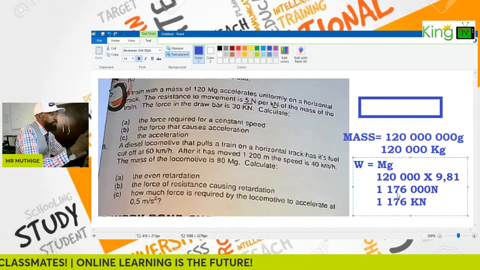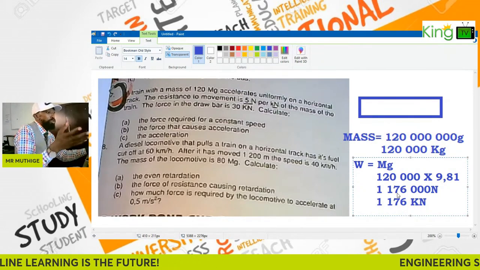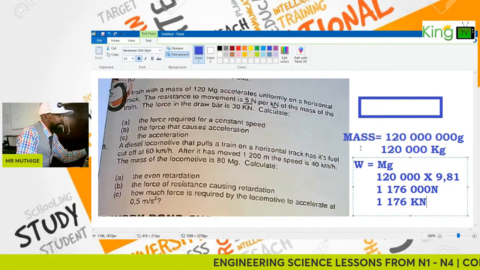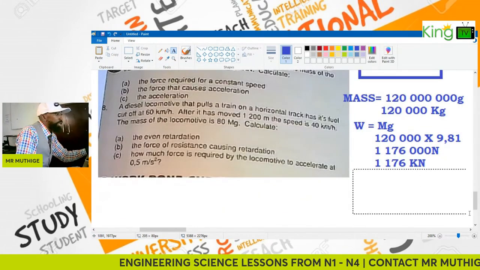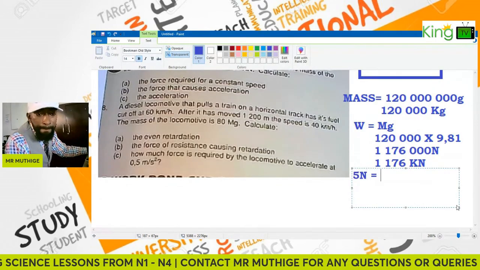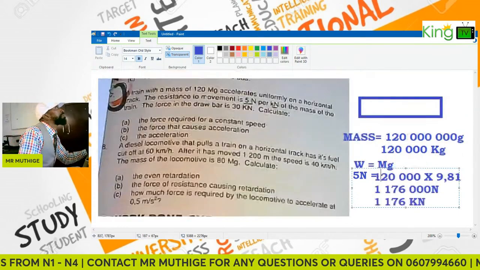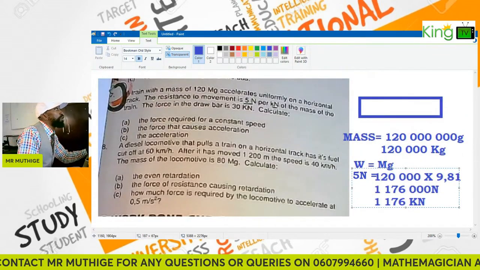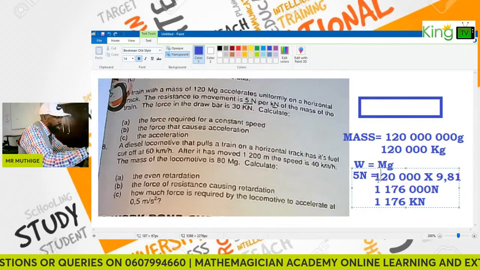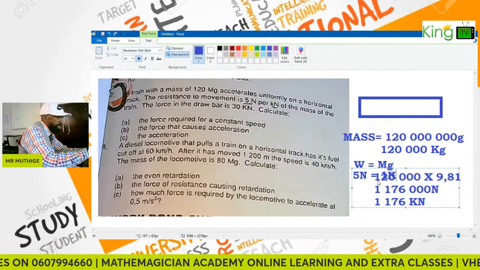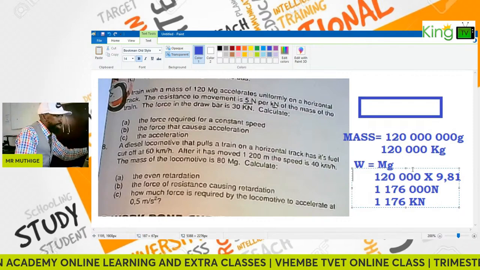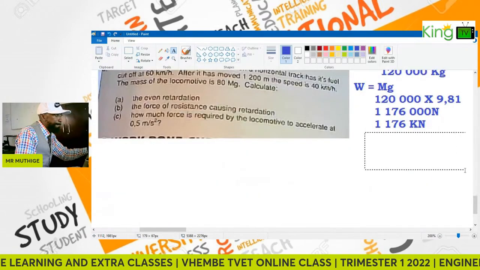Yeah. Right. And then we've got the W. Now, it's in kilonewtons. We are happy with that. Awesome stuff. So this W is the weight, right? Then the statement says the friction is 5 newton per 1 kilonewton. 5 newton per 1 kilonewton. Right.